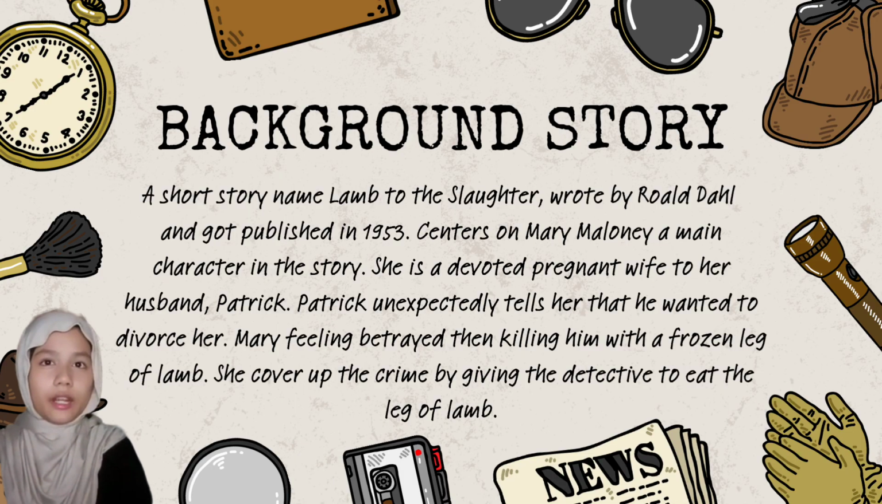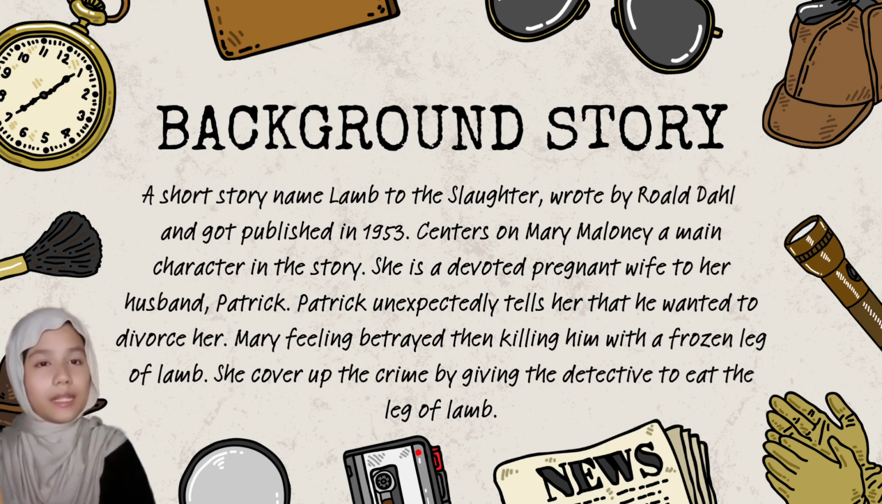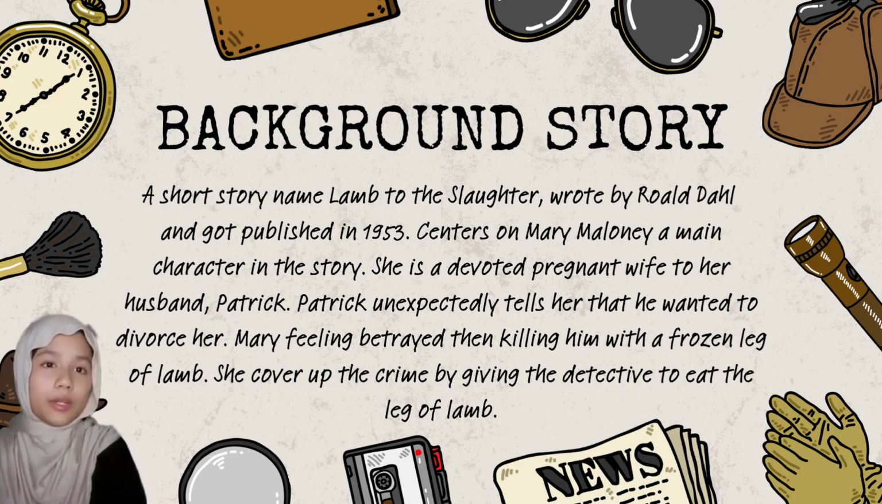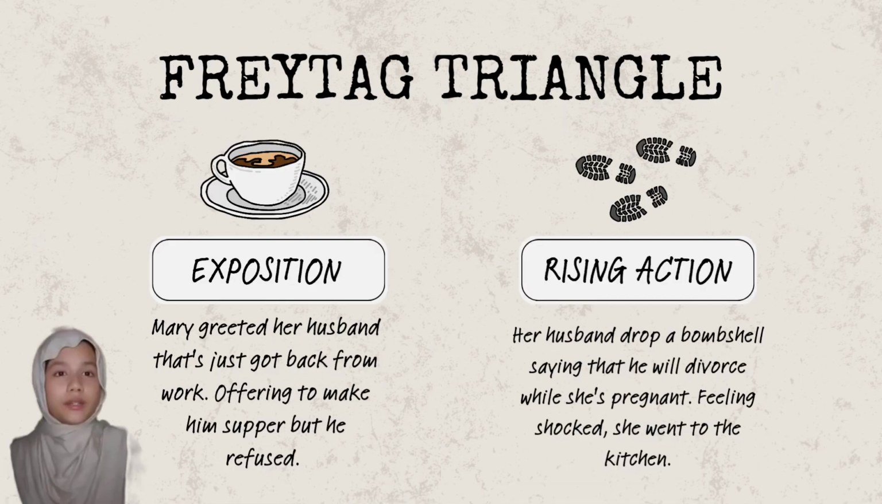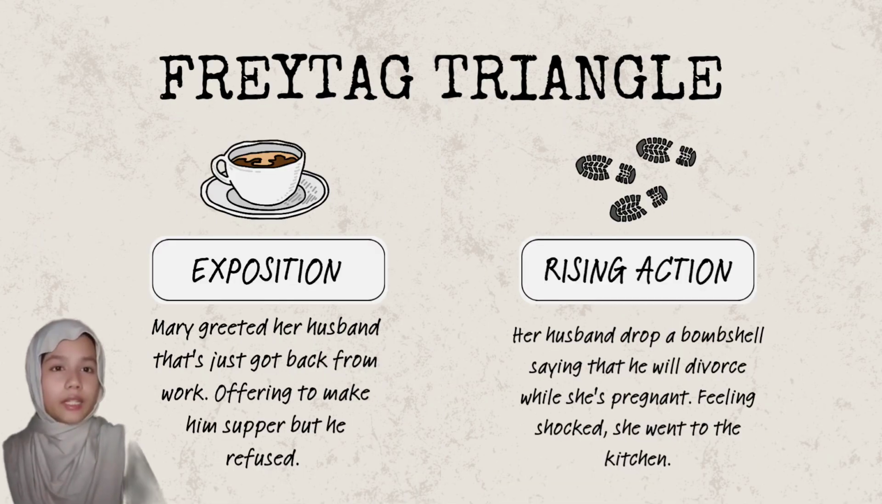The backstory of Lamb to the Slaughter, based on Roald Dahl, was published in 1953. It centers on Mary Maloney, a devoted housewife who murders her husband, Patrick, the detective, by striking him with a frozen leg of lamb after he announced he is leaving her with their unborn child. To cover up the crime, she cleverly cooks the lamb and serves it to the investigative policemen, who unknowingly eat the murder weapon. Right now, I'm going to present about the Freitag triangle.